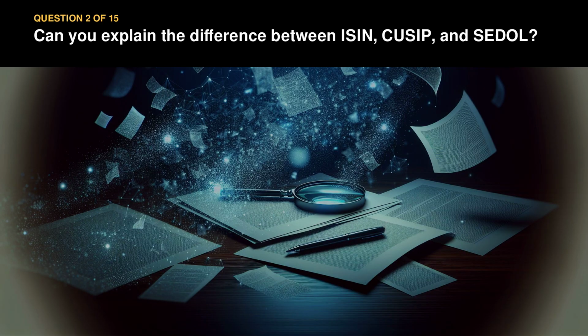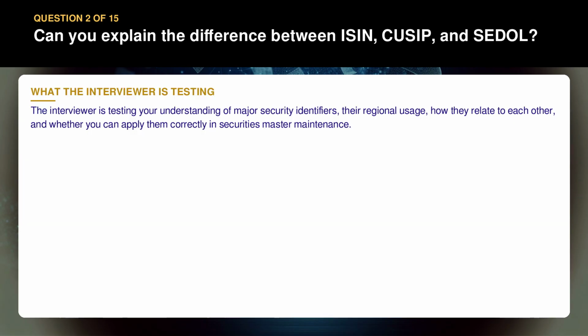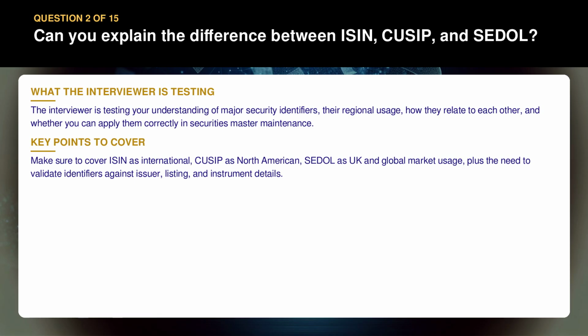Question 2. Can you explain the difference between ISIN, CUSIP, and SEDOL? The interviewer is testing your understanding of major security identifiers, their regional usage, how they relate to each other, and whether you can apply them correctly in Securities Master maintenance. Make sure to cover ISIN as international, CUSIP as North American, SEDOL as UK and global market usage, plus the need to validate identifiers against issuer, listing, and instrument details.